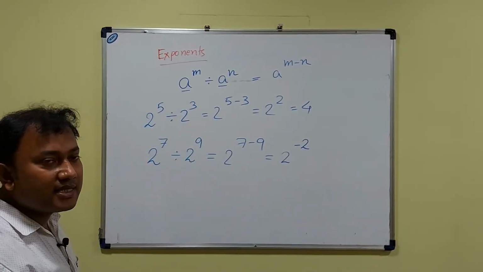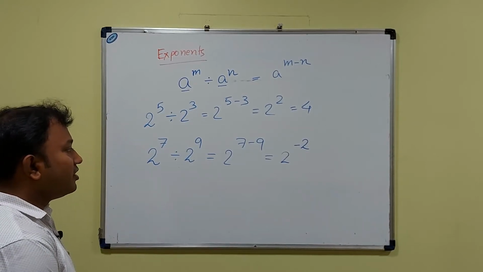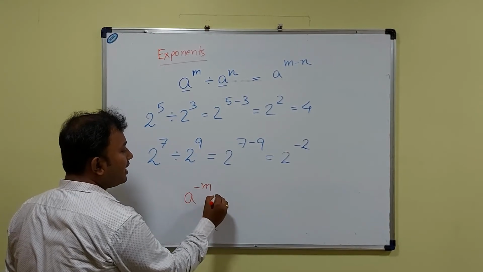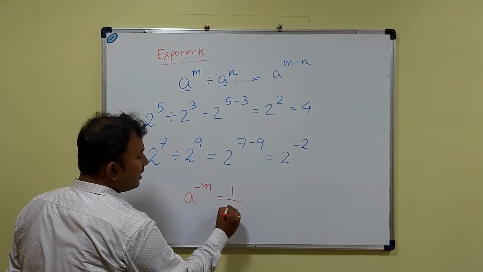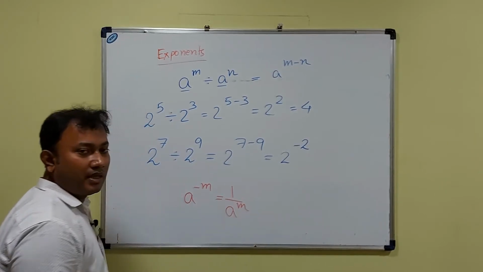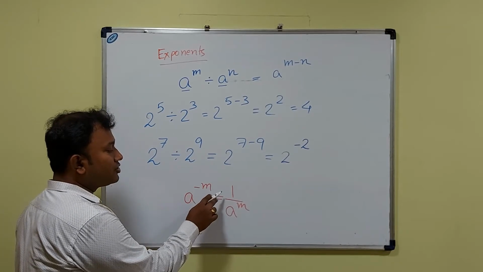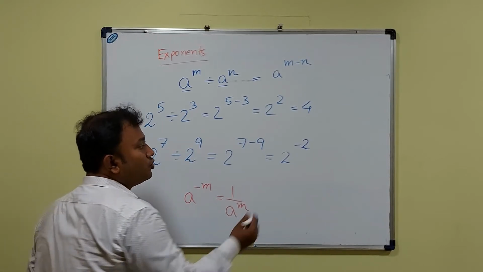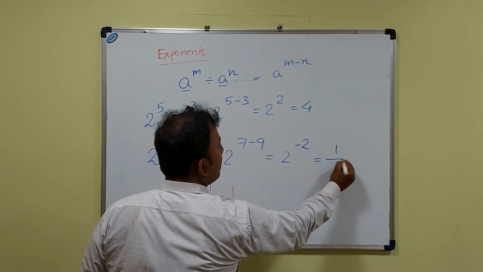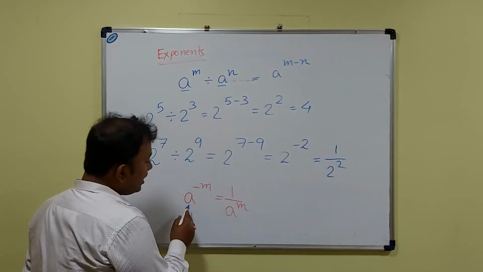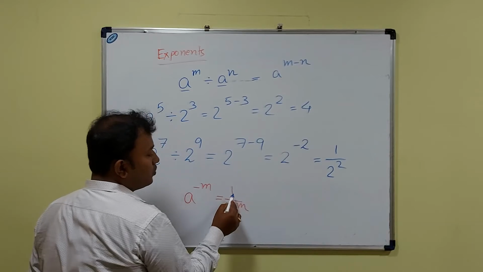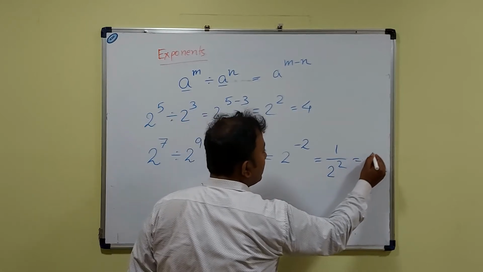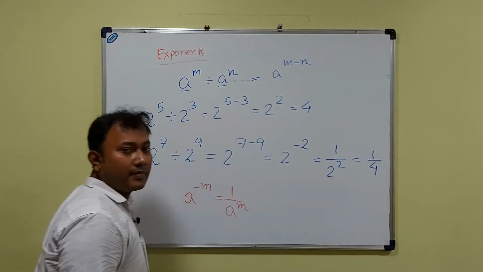For this there is a formula: a to the power minus m is equal to 1 by a to the power m. So that means 2 to the power minus 2 is equal to 1 by 2 to the power 2. Understood? So this will be 1 by 4.